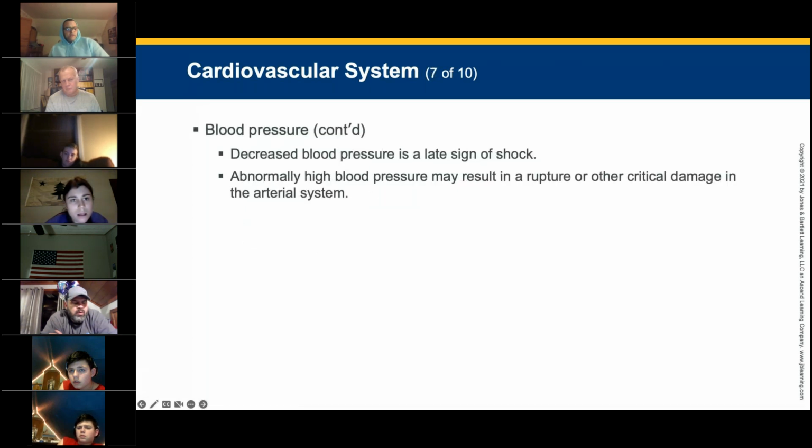Decreased blood pressure is a late sign of shock. And abnormally high blood pressure may result in a rupture or other critical damage in the arterial system.